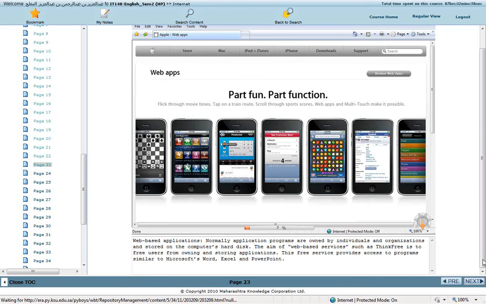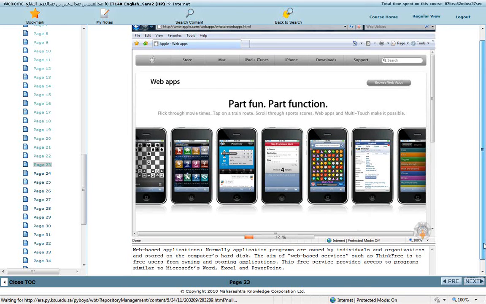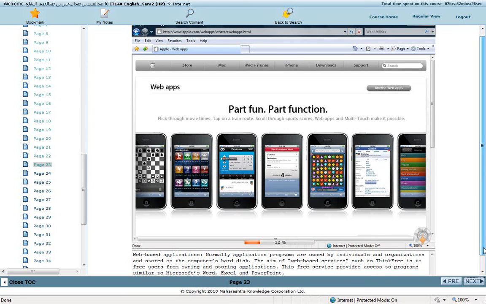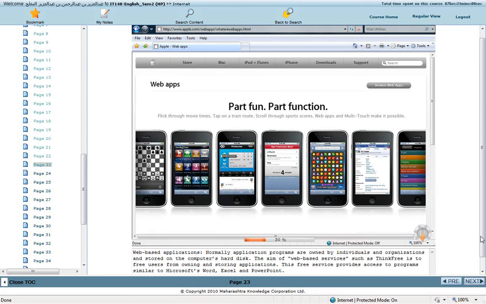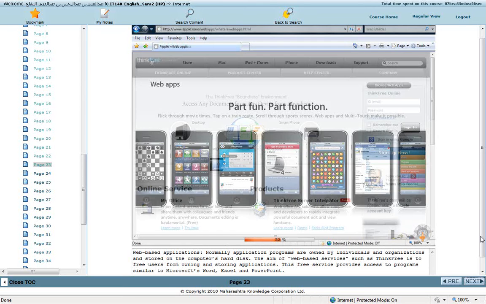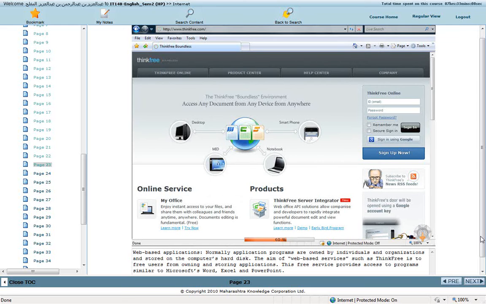Web-based applications. Normally, application programs are owned by individuals and organizations and stored on the computer's hard disk. The aim of web-based services such as Think-Free is to free users from owning and storing applications. This free service provides access to programs similar to Microsoft's Word, Excel, and PowerPoint.